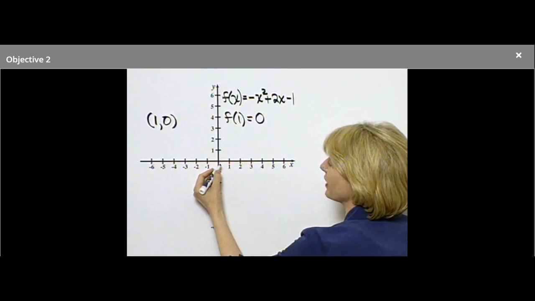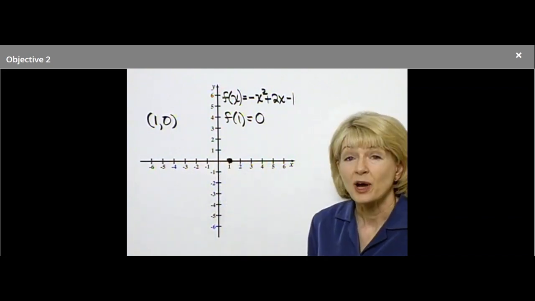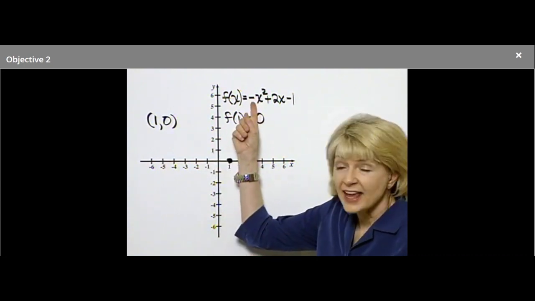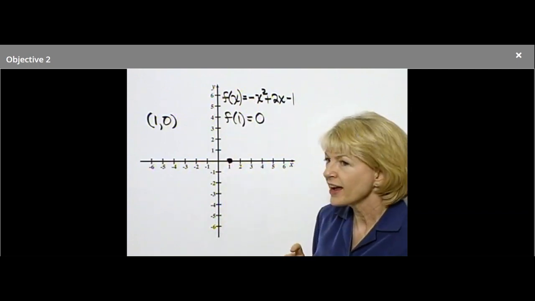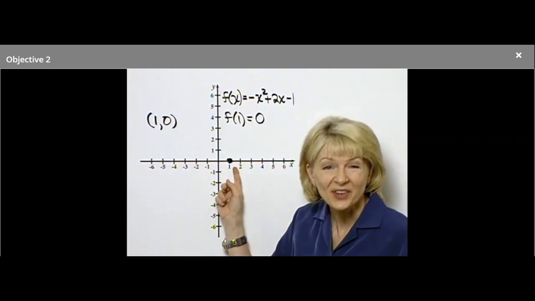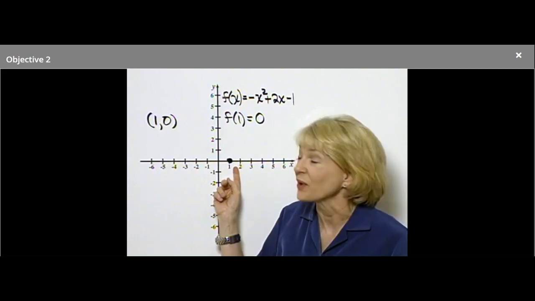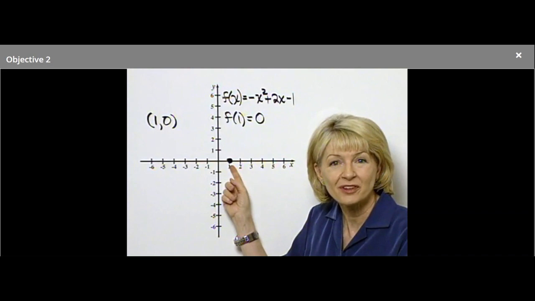Let's plot that vertex. 1, 0. Does the parabola open upward or downward? It opens downward because a is negative. So do I have any more x-intercepts? It just so happens that the vertex lies on the x-axis, so we will have no more x-intercepts. It does have one x-intercept. It's the same as the vertex.